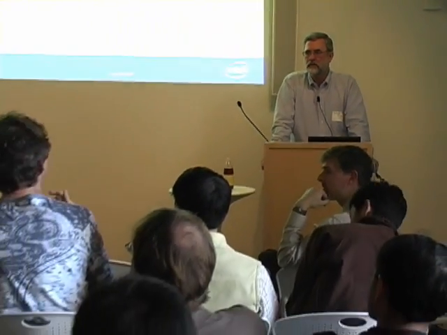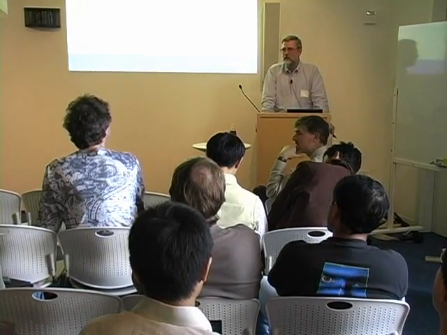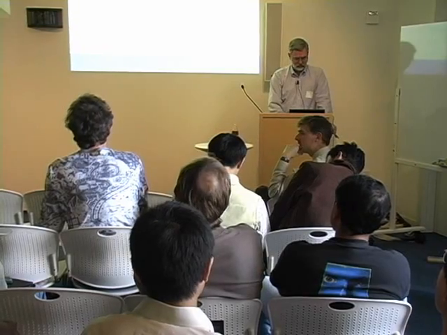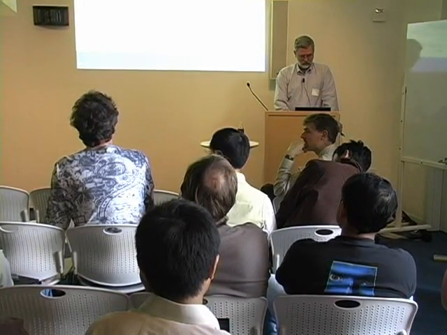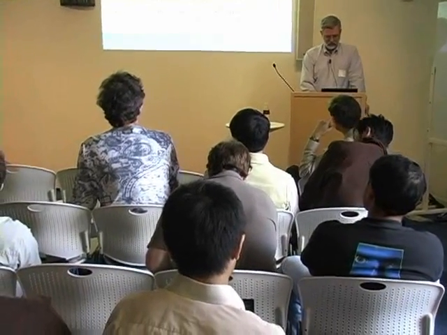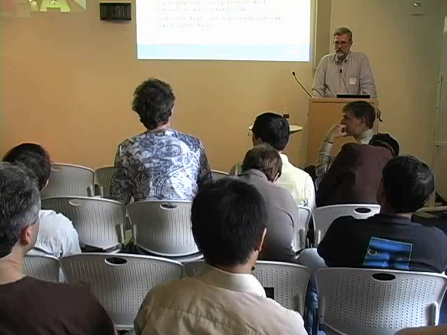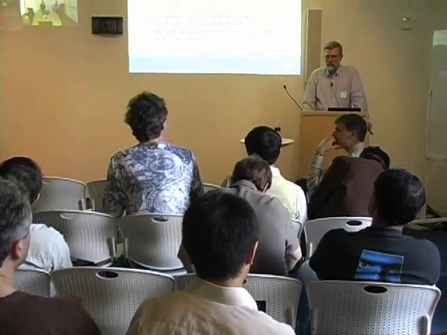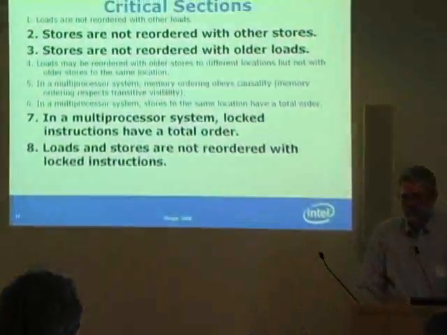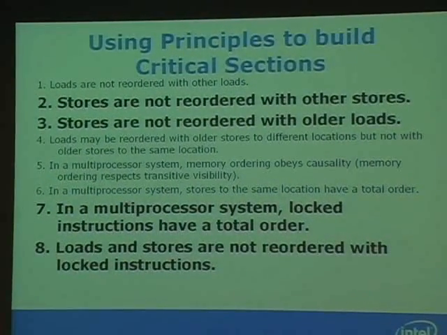So the model seems fairly reasonable, except for item 7, which is the controversial one of having the total order of lock operations. Now, you do not provide any kind of a cheaper lock operation, nor do you provide any cheap way of doing, say, atomic updates without having a total order of all of those instructions.